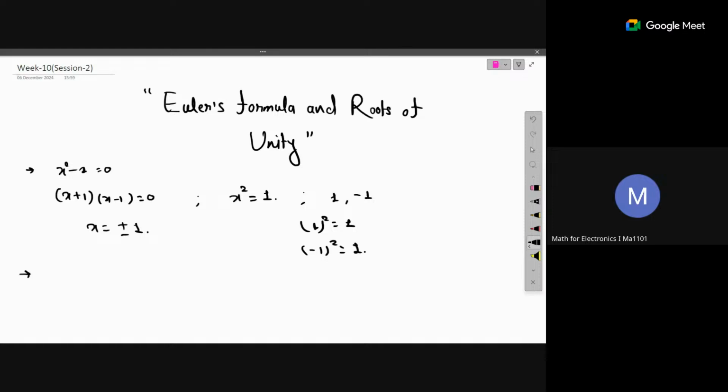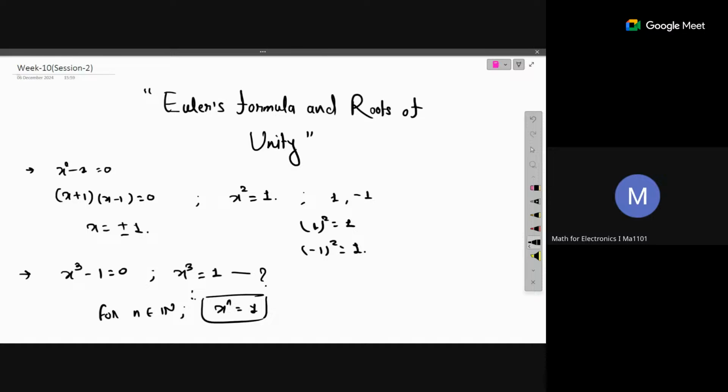Now what about the cube root of unity? That means we have to find the solution of the polynomial x cube minus 1 equals 0. Ultimately we want to find all those x whose cube is equal to 1. So what will be the answer here? Or in general, for any n belonging to the natural numbers, what are those values of x for which x to the power n is equal to 1? This is our goal.